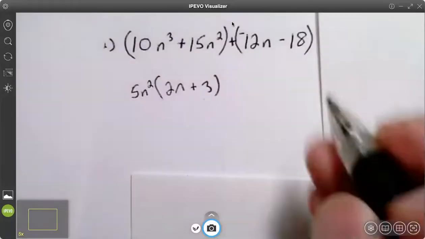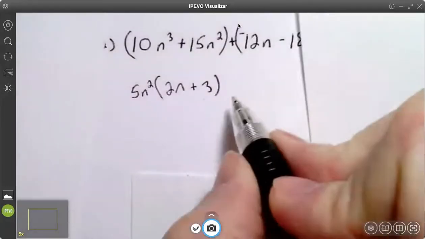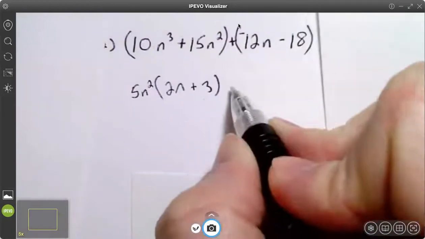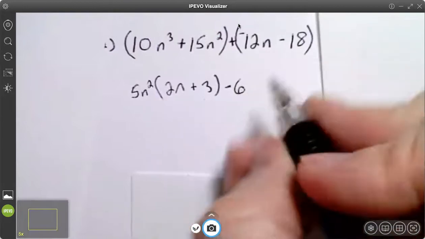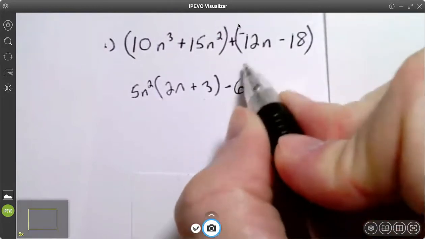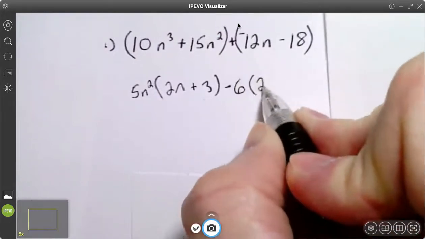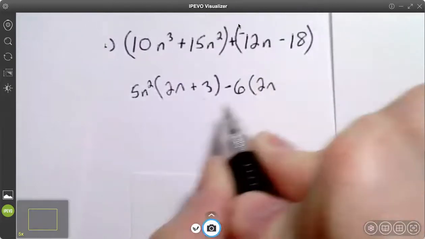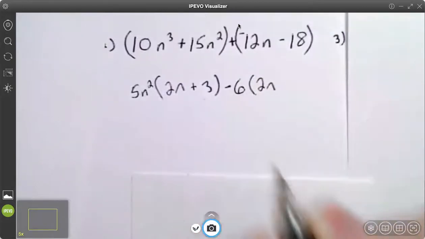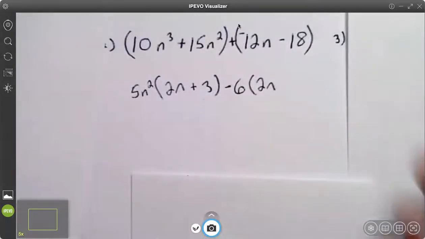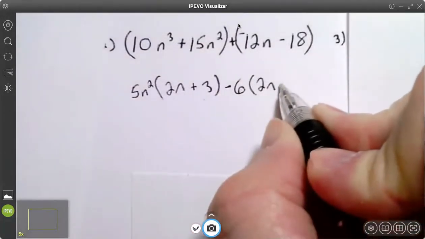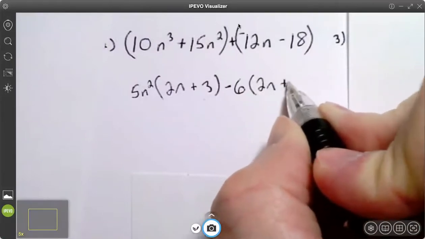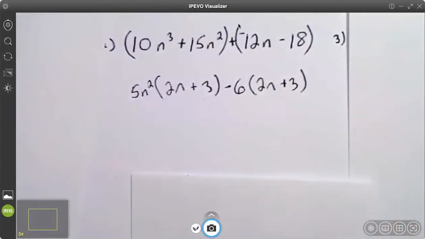On the second grouping, I can factor out 6 or negative 6. I know I'm going to need to pull negative 6 out, because if I factor negative 6 out, that's going to leave me with 2n, which will match here. If I had factored positive 6 out, I would have negative 2n, which would not match. And negative 6 times positive 3 equals negative 18.